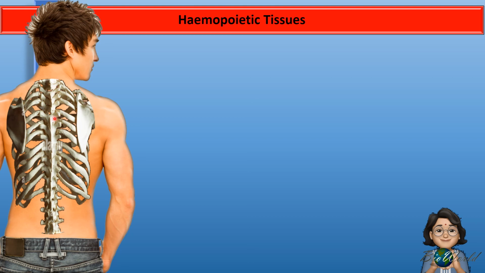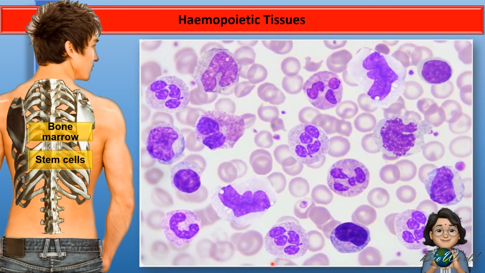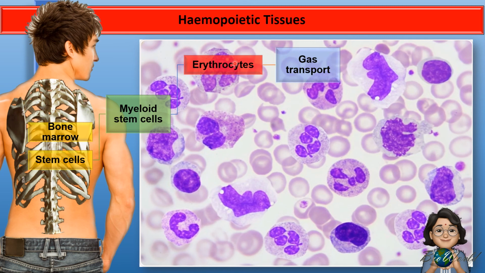In our backbone, there is bone marrow. The bone marrow contains hemopoietic tissues, which are also known as stem cells. Stem cells are cells that have not differentiated. Now, these stem cells then can differentiate to form all the types of blood cells in our circulatory system. To do that, the stem cells will develop into myeloid stem cells. Myeloid stem cells will differentiate into erythrocytes. These are red blood cells that help to transport gas like oxygen and carbon dioxide.